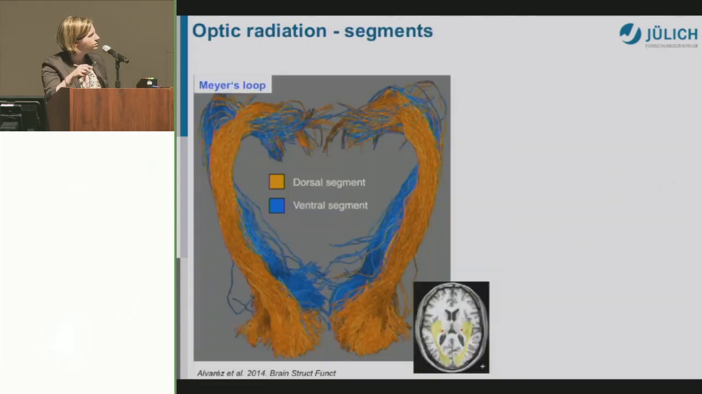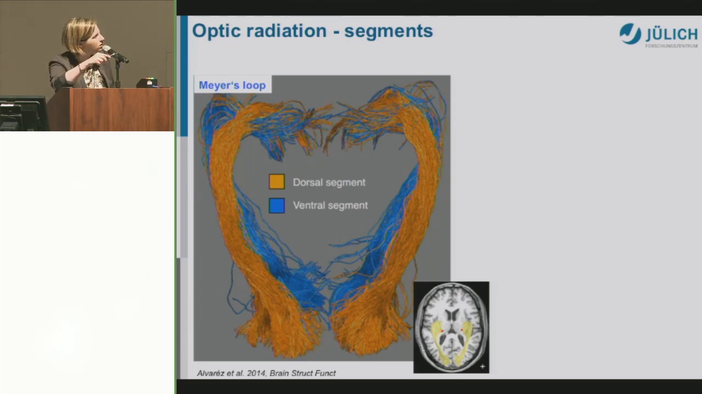And very recently, a study could show that the optic radiation is not a complete mixture of fibers running from the lateral geniculate nucleus to the very back of the brain, but it can be clearly separated into different parts. And one differentiation they found was that the dorsal aspect and the ventral aspect, here in orange and blue, are clearly separated from each other.